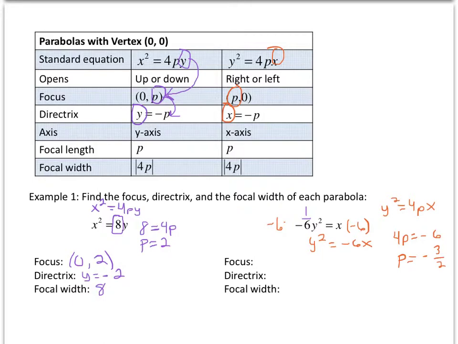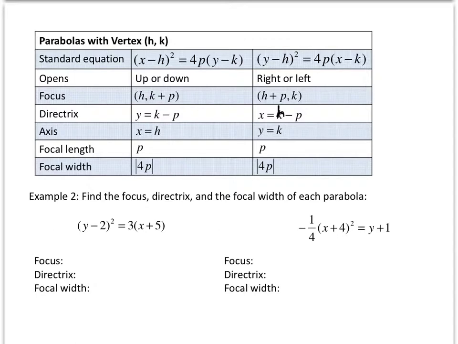The focus, since x is the variable not squared, is going to be (negative 3/2, 0). The directrix is going to be x equals negative p, which means x equals positive 3/2. And the focal width is what was originally in front of the x, but the absolute value of that, so that's just 6.